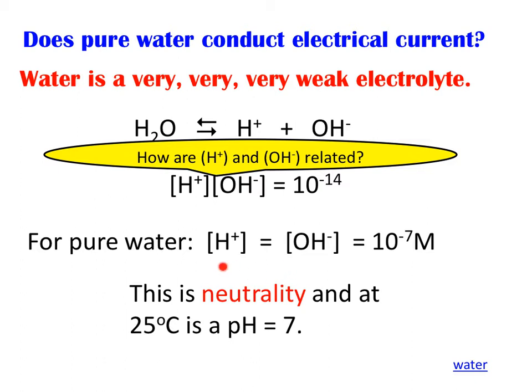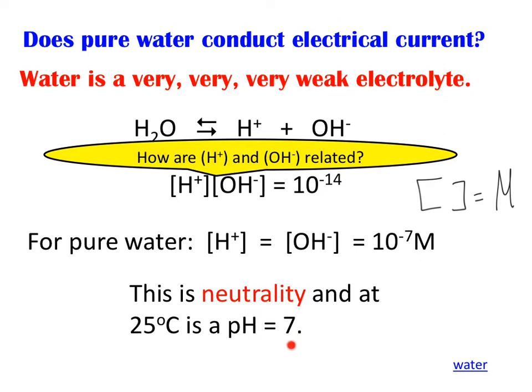Because in pure water, the little brackets mean molarity, by the by. It's just another way of saying molarity. So the molarity of hydrogen ions is equal to the molarity of hydroxide ions, because they're both coming from a single water molecule. And they each have a molarity of 10 to the negative 7th molar. So that's at 25 degrees C. That is neutral. The water, we know, is neutral.